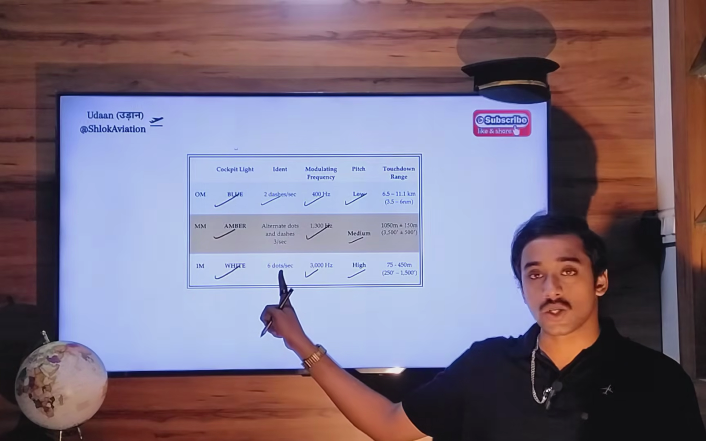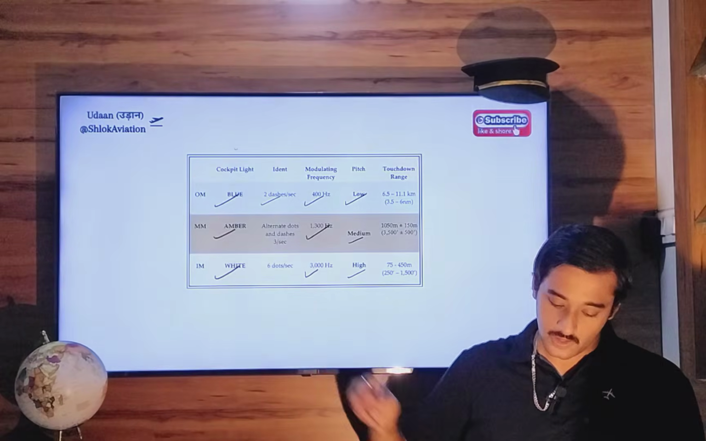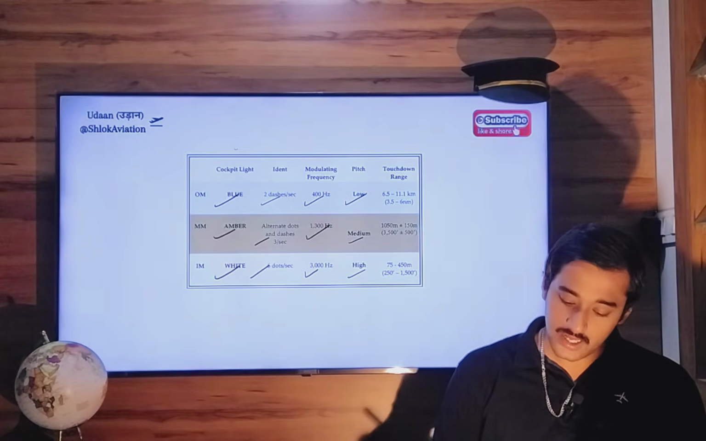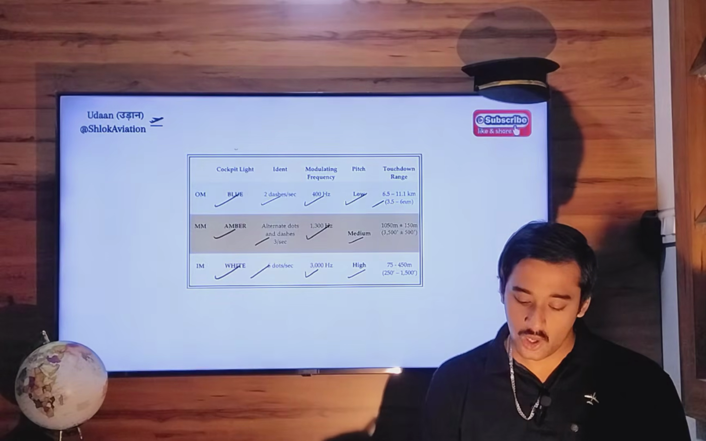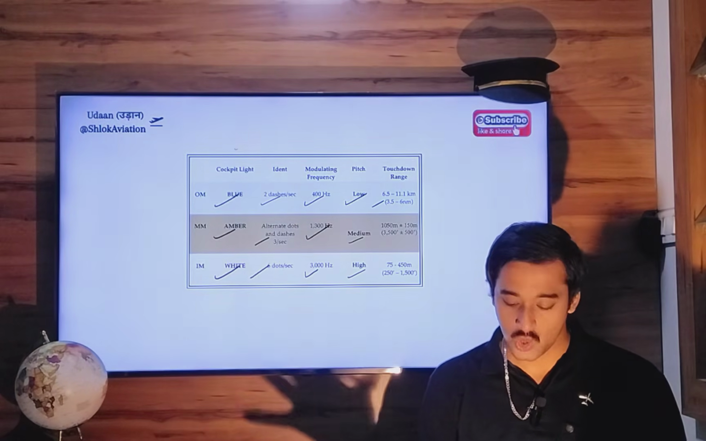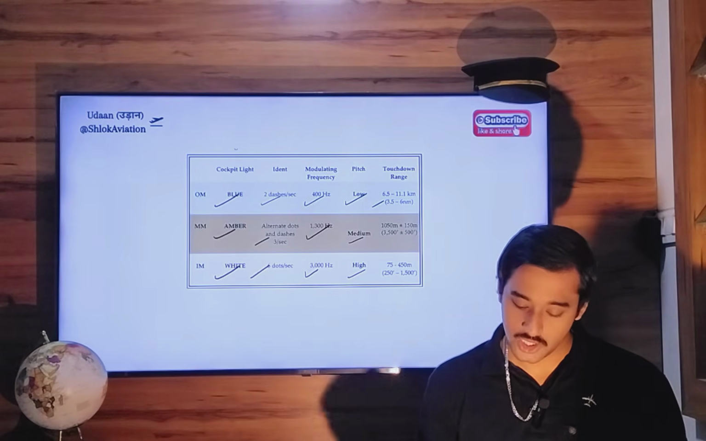For inner marker it is dots. And for middle marker it's a combination of dots and dashes. Okay. Next, remember the distance. Outer marker is 6.5 to 11 kilometers. That is 3.5 to 6 nautical miles from the touchdown. Okay, not the threshold, from the touchdown.